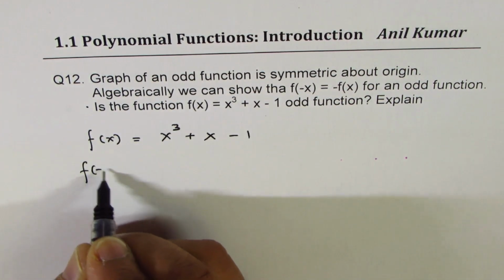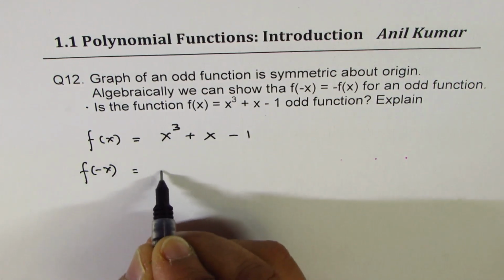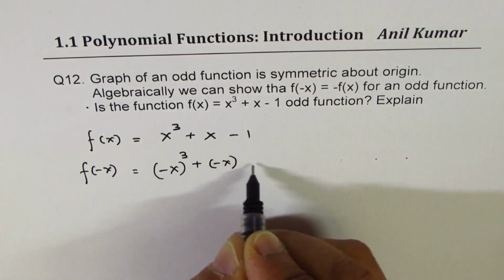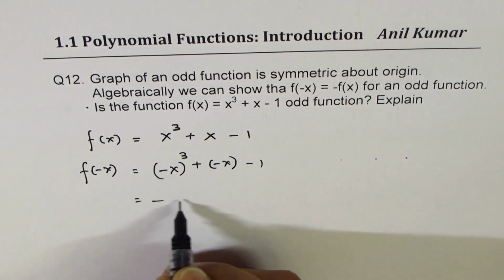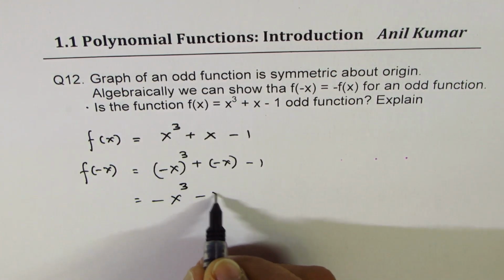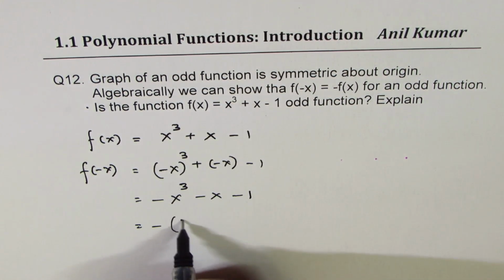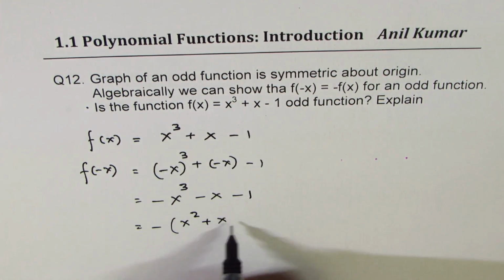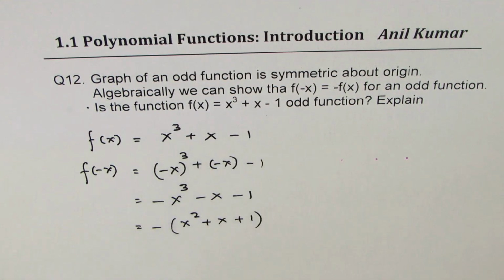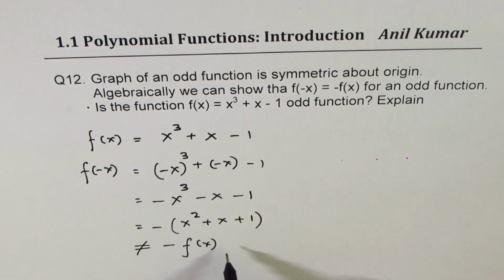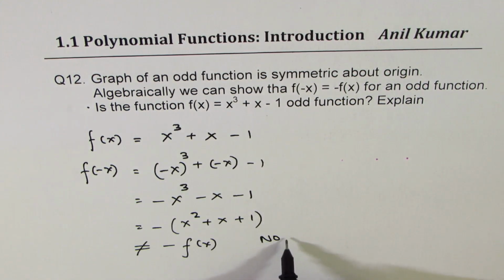Let's find out what is f of minus x. Replace x with minus x, right? That's the whole idea. Minus x cubed plus minus x minus 1. Now that gives you minus of x cubed minus of x minus 1. Now if I take minus common, I get x squared plus x plus 1, not minus 1. So this is not equal to minus of f of x. Perfect. So it is not odd.